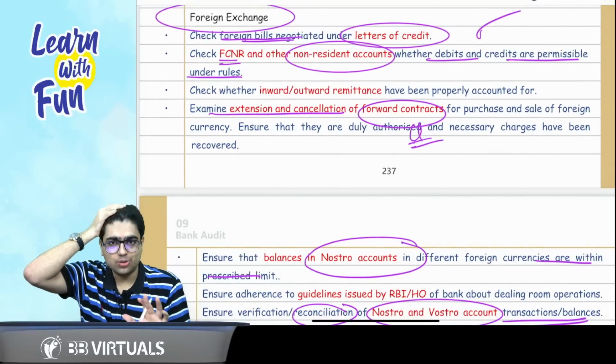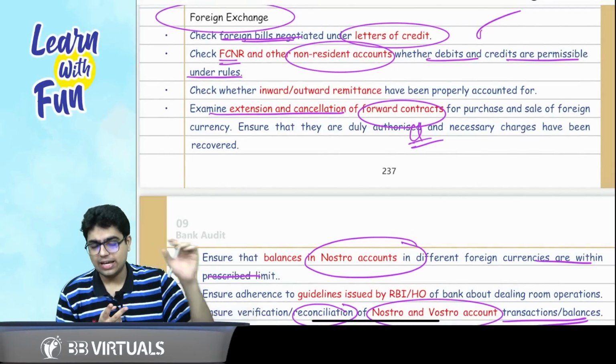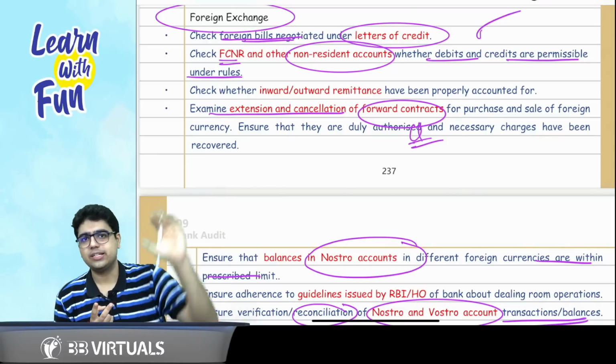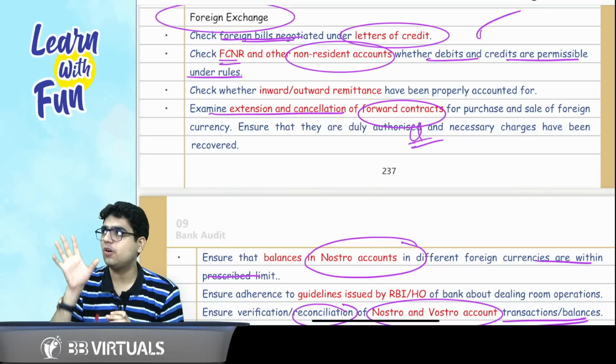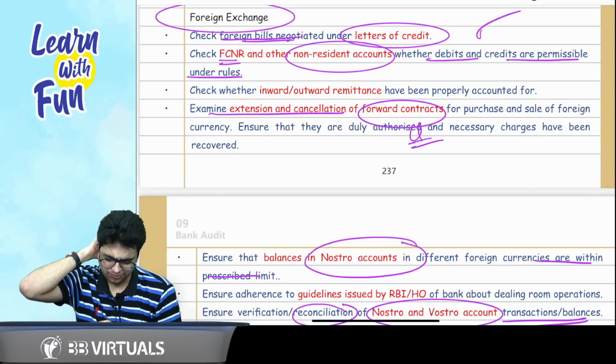First thing, letter of credit question. Foreign bills negotiated under letter of credit. Check the FCNR and other non-resident accounts. Then you see the concept of extension and cancellation of forward contract for purchase and sale of foreign currency.